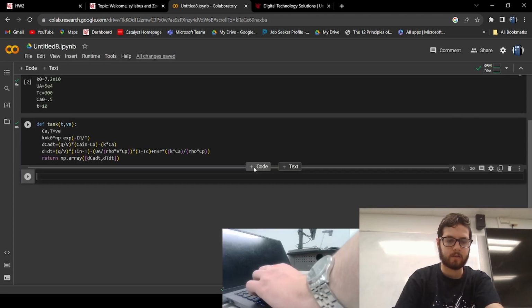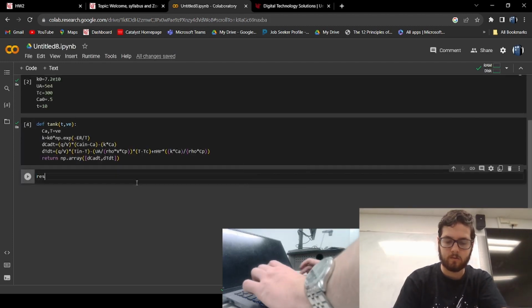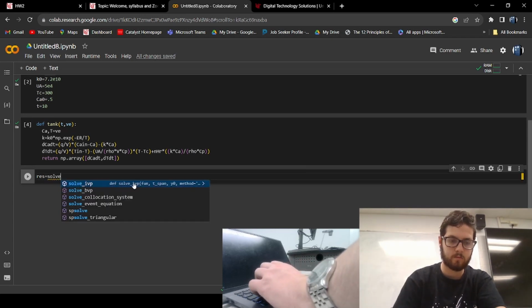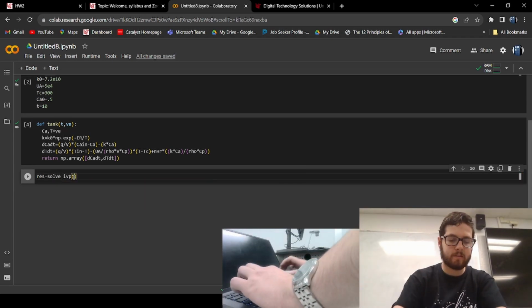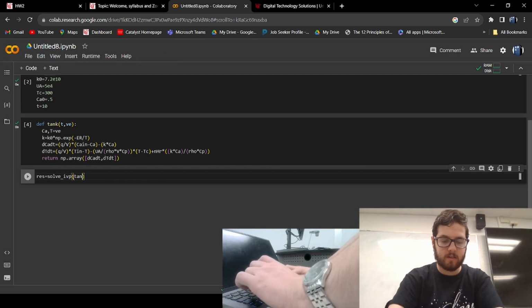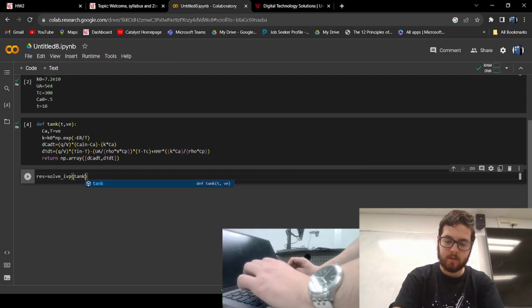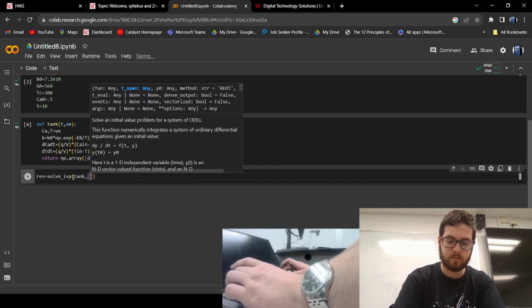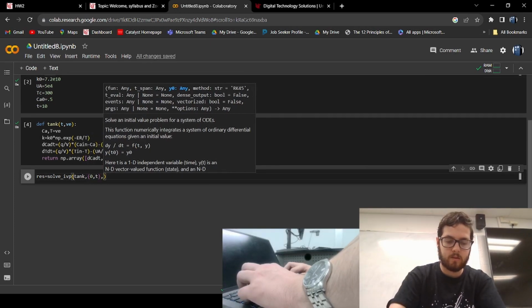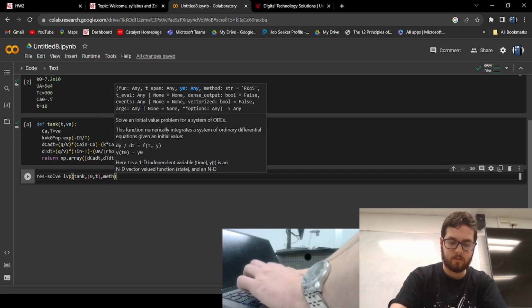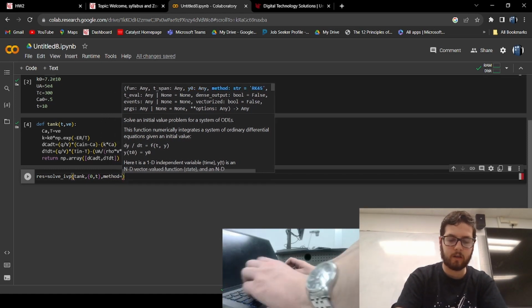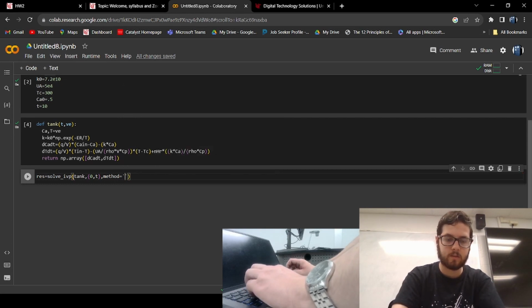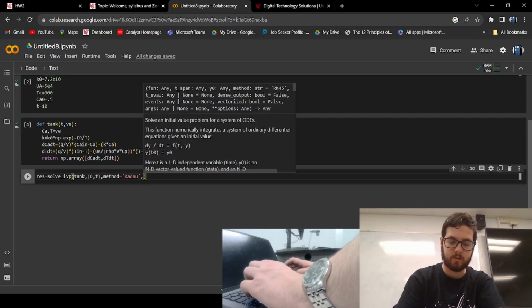Alright, now we have to solve the IVP, so result is equal to solve_ivp. And then we need to have this as our tank, and with respect to t, from 0 to t, method is Radau, however you pronounce it, and then our dense output needs to be true.